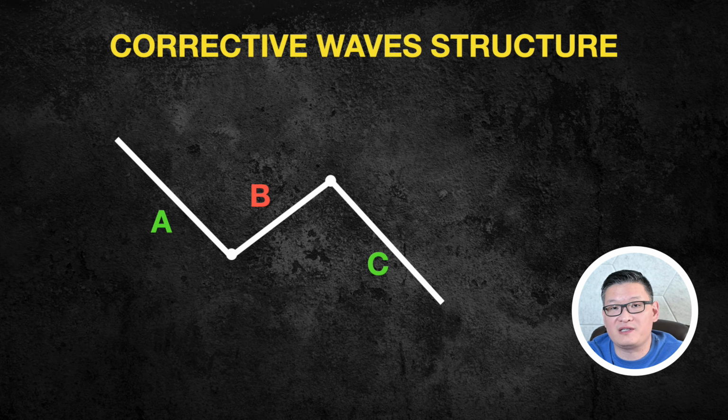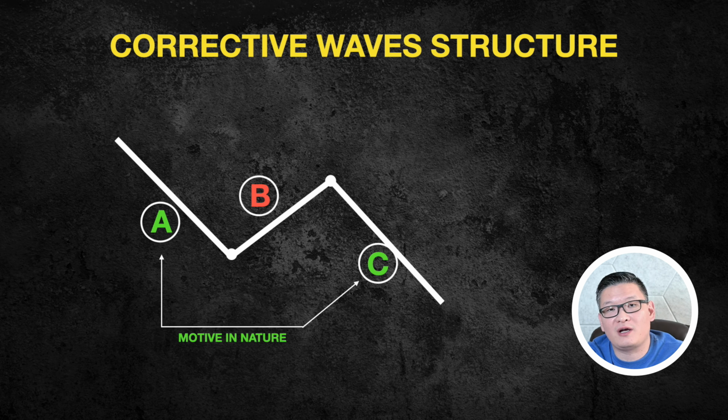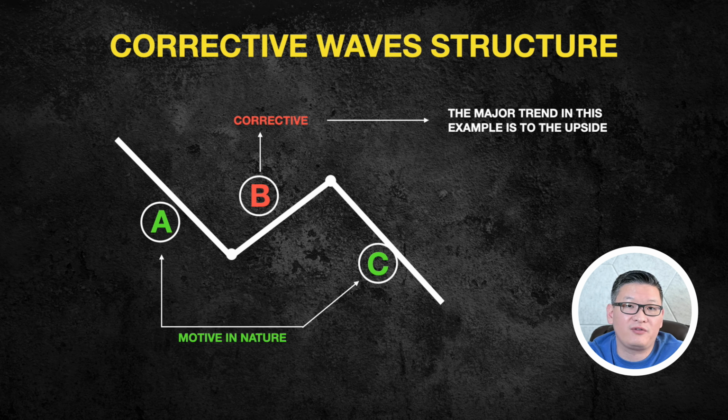Since the corrective phase itself is basically a shorter-term counter-trend price activity, we can assume that the impulse moves A and C can be considered emotive in nature. The wave B, on the other hand, can be characterized as corrective, regardless of the fact that it moves in the direction of the major trend.